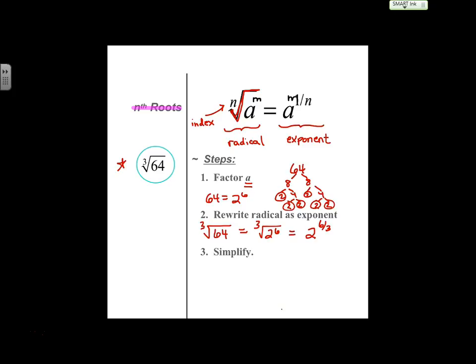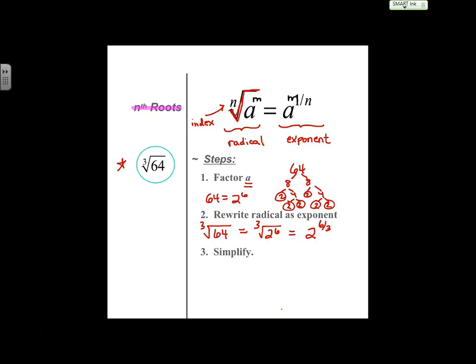We have 2 to the 6th under a cube root. If you look up at the top, we can change from radical form to exponent form by taking the power of 2, which is the 6th, over the index. Diego, hat off, stay after class to talk to me. 2 to the 6th divided by 3.